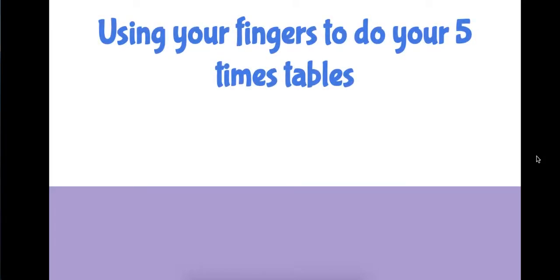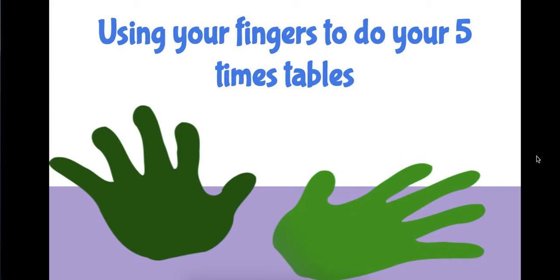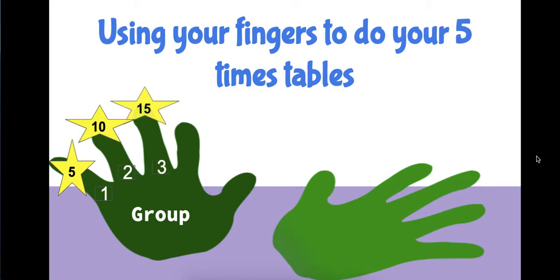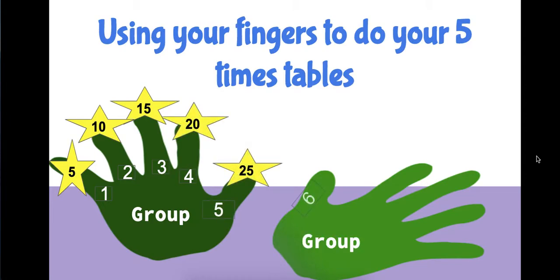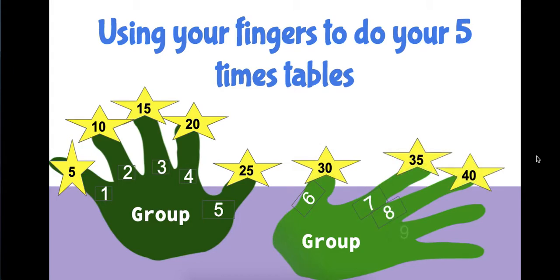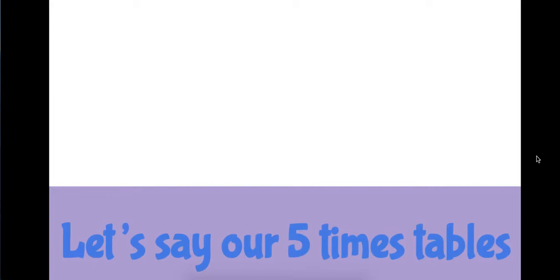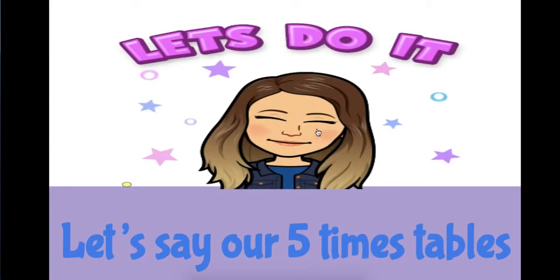So, again, you can use your fingers to do the 5 times tables like we did last week. Your fingers are your groups. So 1 group of 5 is 5, 2 groups of 5 is 10, 3 groups of 5 is 15, 4 groups of 5 is 20, 5 groups of 5 is 25, 6 groups of 5 is 30, 7 groups of 5 is 35, 8 groups of 5 is 40, 9 groups of 5 is 45, 10 groups of 5 is 50. So you've always got your fingers there to help you if you need. Okay, so now we are going to say our times tables. Let's listen to this video.